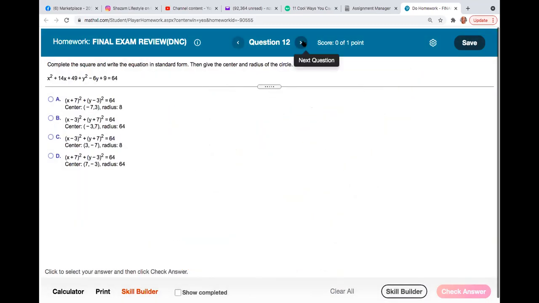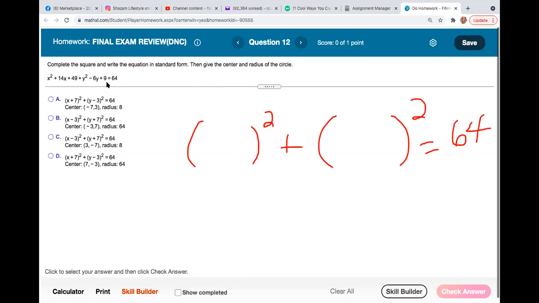All right, guys, next one. This one is a circle problem. And we have to write this in standard form, find the center, find the radius, okay? So on this one right here, guys, it's nicely set up for us where we have perfect square trinomials: x squared plus 14x plus 49 on the left side, and y squared minus 6y plus 9 is also a perfect square. So pretty much all we have to do is factor the two perfect square trinomials and then work it out.